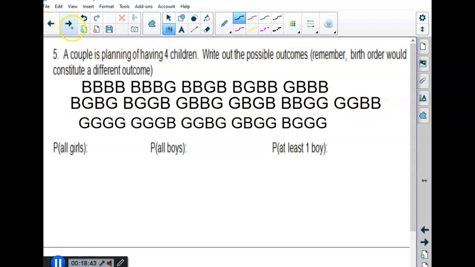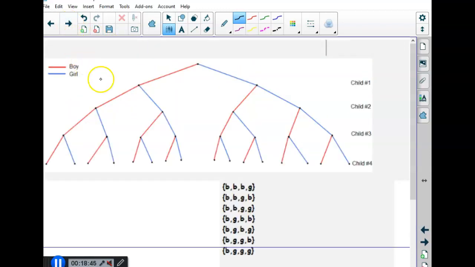Now, another way you can do this is this kind. Has anybody ever done one of these? A tree diagram? So they did it in color coding. So the red is the boy. So this would be boy, boy, boy, boy, girl. Because it went boy, then boy, then boy, then boy. Oops, that's the first one. The second one here would be boy, boy, boy, girl. Anyway, it's a hot mess. I don't like this method a lot, but that was listing all the possibilities.